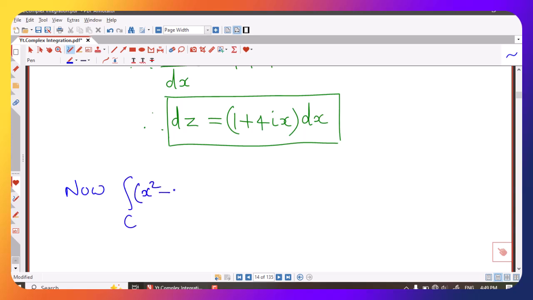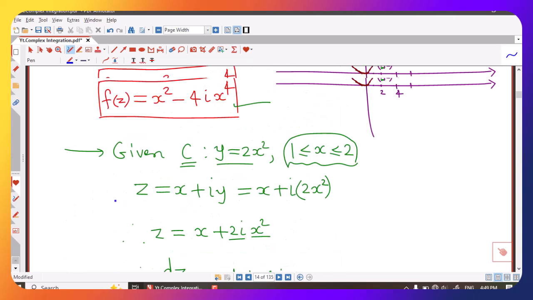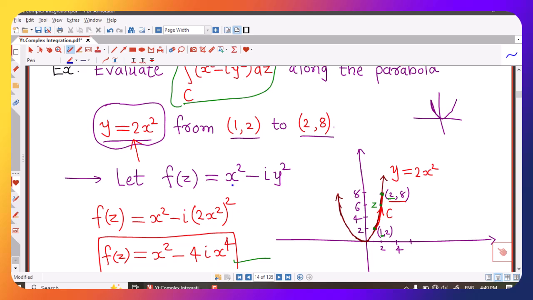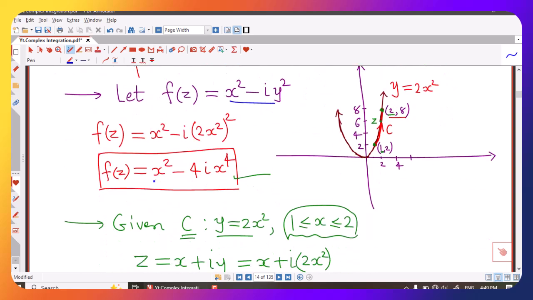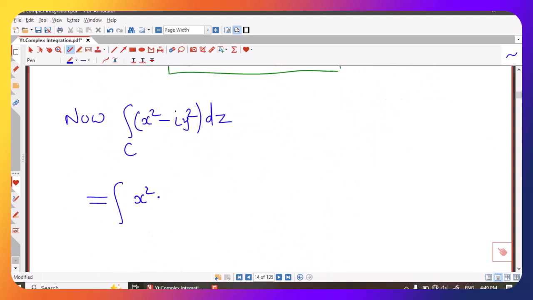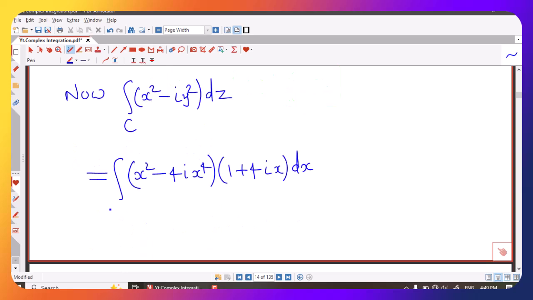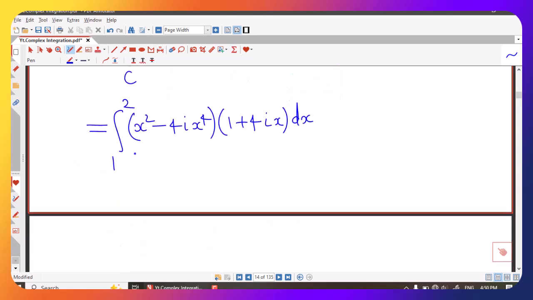Integral of x square minus iy square dz is equal to x square minus iy square, that is our function f of z, and that we have written as x square minus 4i x raised to 4. So x square minus 4i x raised to 4, this is f of z, and dz is 1 plus 4ix times dx, and x is from x equal to 1 to x equal to 2.